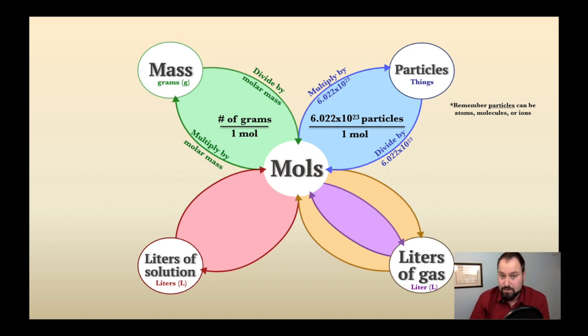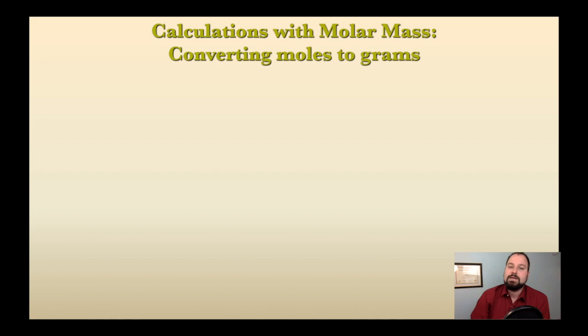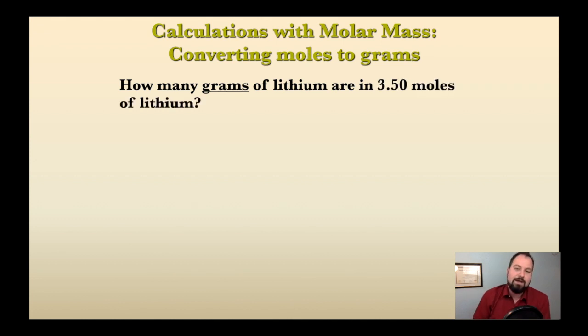So let's go ahead and do that. Let's try it. Okay, here we go. Molar mass as going from moles to grams. Here's our first problem, and that is going to be how many grams of lithium are there in 3.50 moles of lithium. This is a pretty straightforward problem. All the problems we've done so far are very simple, and I'm going to try and keep that way, but I will show a few more complicated later on. So if you're ready for the answer, here we go.